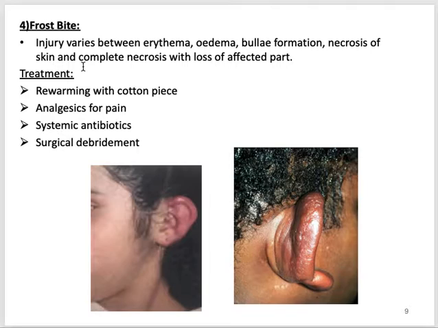So how do we treat them? Of course, we rewarm them. We apply silver nitrate. For superficial infections, we give them painkillers or analgesics. We give them antibiotics to avoid infections, and surgical debridement is done if there is dead tissue.